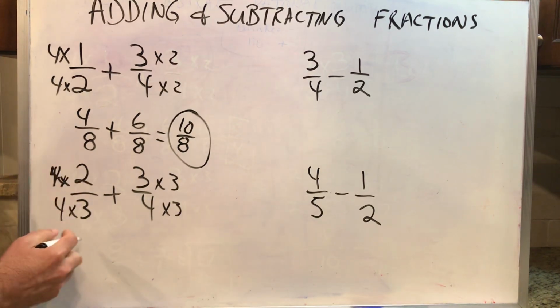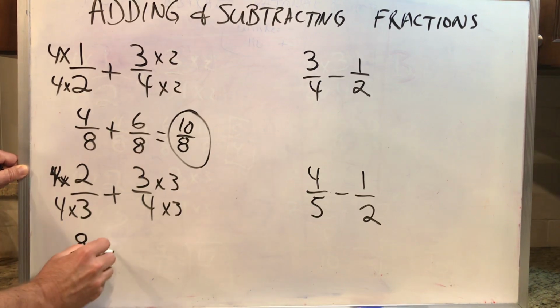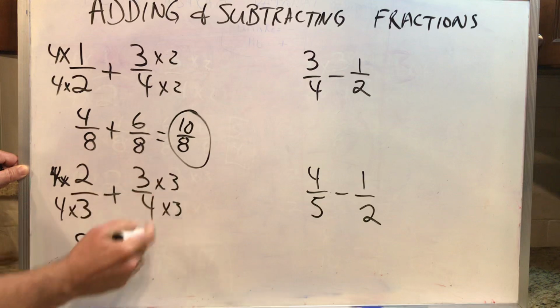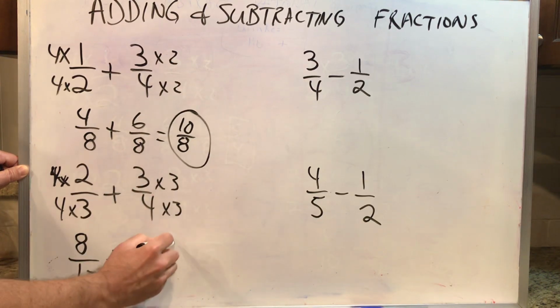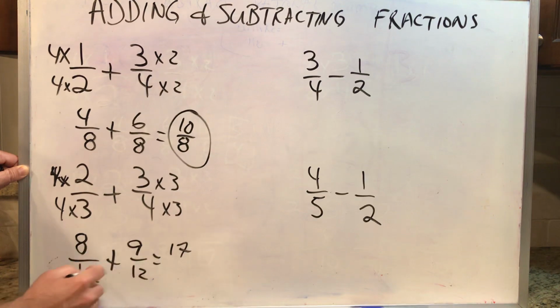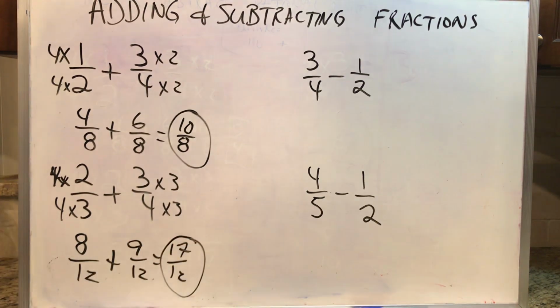Okay, now multiply it out. 4 times 2 is 8. 4 times 3 is 12. Plus, we got 3 times 3 is 9. And 4 times 3 is 12. You add the top, and you slide the 12 over, and you get 17 over 12. Done. Easy.